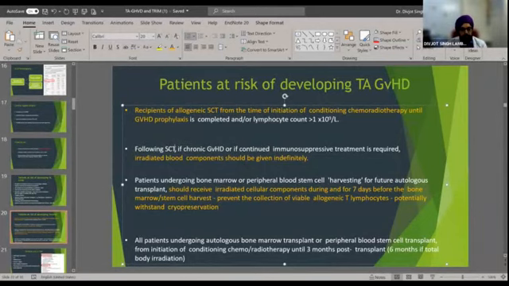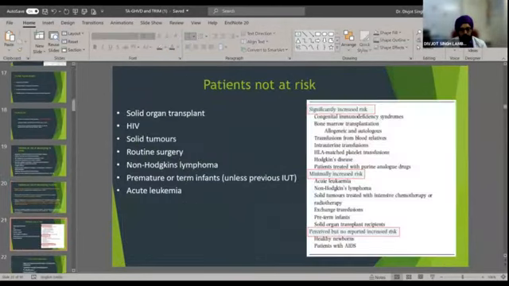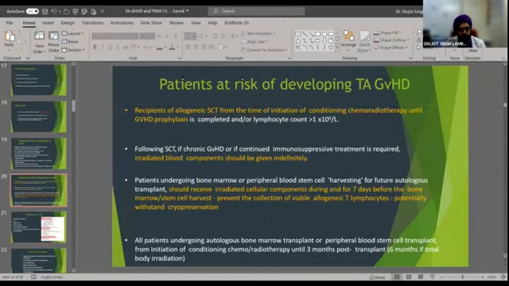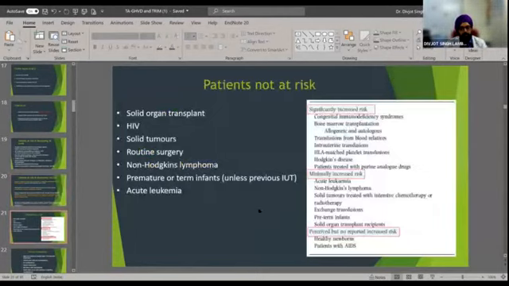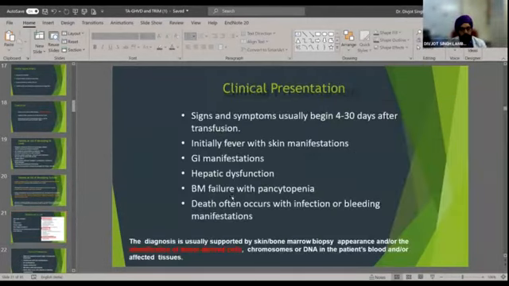Patients undergoing bone marrow or peripheral blood stem cell harvesting for future autologous transplant should receive irradiated cellular component therapy during or for 7 days before the harvest and afterwards as well. And all patients undergoing autologous bone marrow transplant or peripheral blood stem cell transplant, from initiation of the conditioning chemoradiotherapy until 3 months post-transplant, should receive irradiated blood products, and for 6 months if total body irradiation has also been given to the patient. Some patients who are not at risk are solid organ transplant recipients, solid tumors, routine surgery, non-Hodgkin lymphoma, HIV patients, premature or term infants unless a previous IUT has taken place.